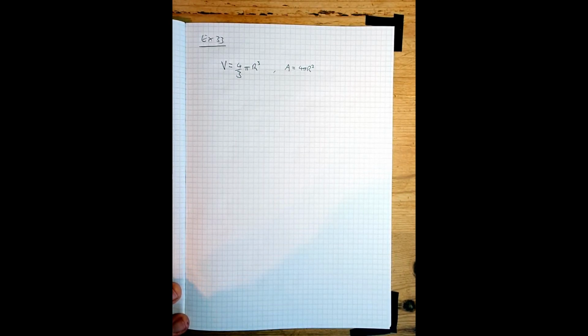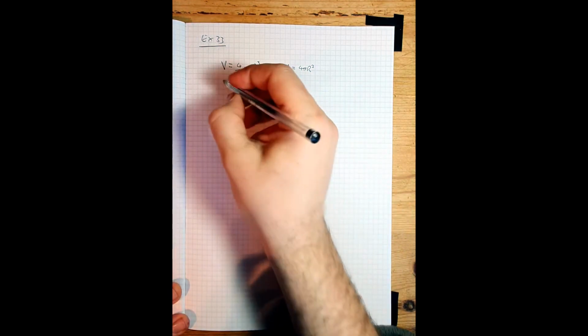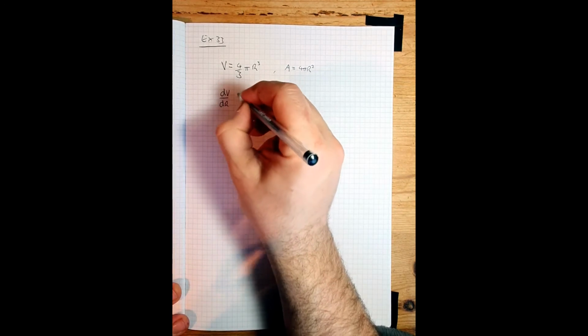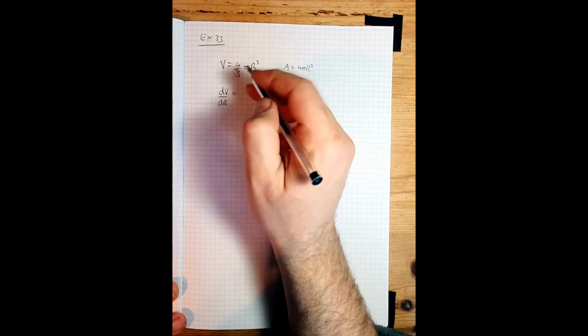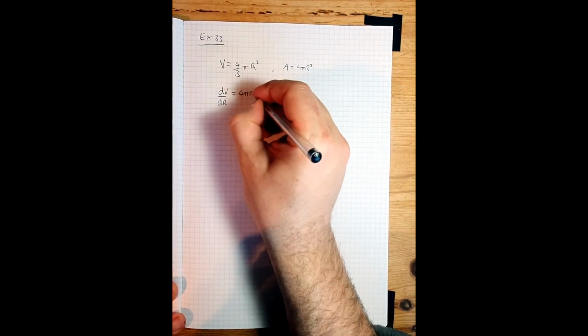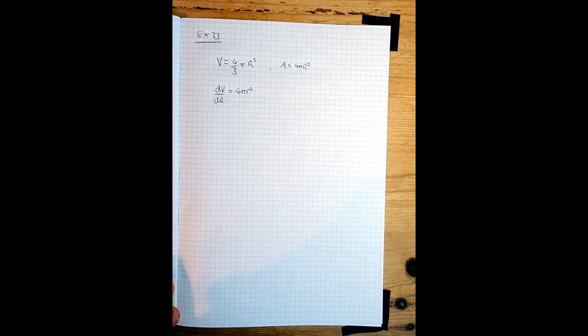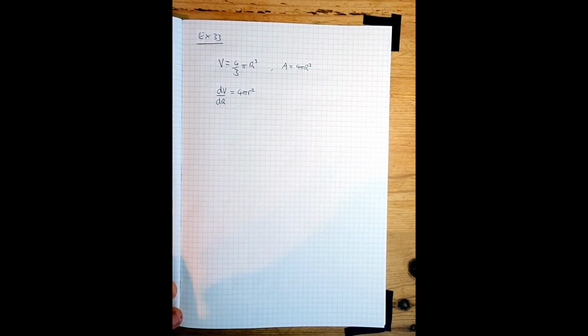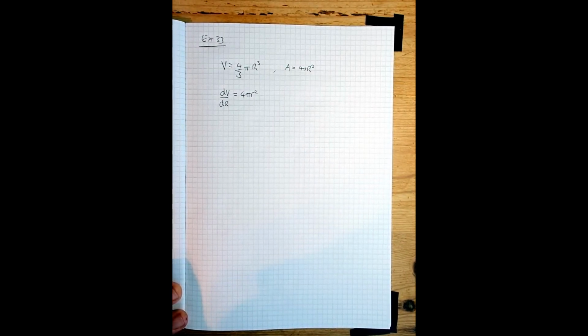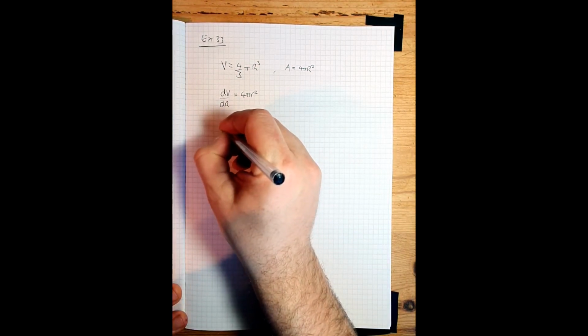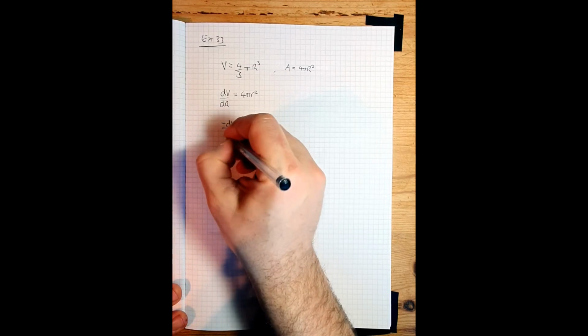Okay, we can do that. So let's start off with dV dr. Well, dV dr is 4 pi r squared. And the reason I've done that is because it says the head of a snowman of radius r loses volume by evaporation. Loses volume by evaporation.